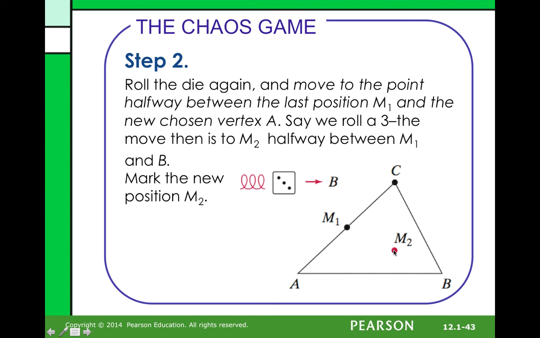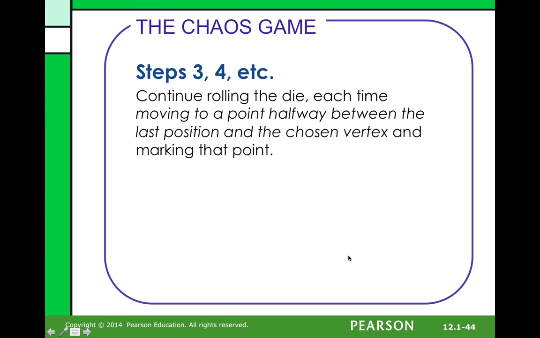We mark that position, and now we're sitting there. So now on our next dice roll, we'll either go halfway between this and C and mark that, halfway between this and B and mark that, or halfway between this and A and we'll mark that. So you just continue doing this, and you mark your current position and then go halfway between that and either A, B, or C, depending on what you roll.